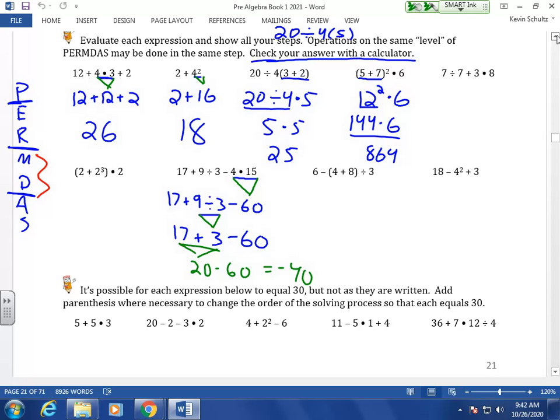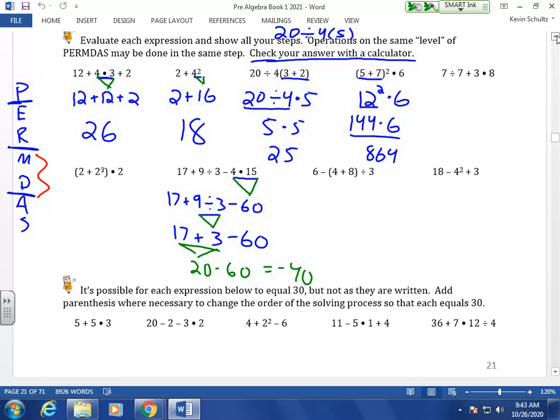That bottom section there that Pierce asked about, it says it's possible for each expression below to equal 30, but not as they are written. Okay. If we look at this first one, 5 plus 5 times 3, using the order of operations, we'd multiply first. 5 times 3 is 15, and 5 plus 15 is 20, not 30. Okay, so it's possible for each one to equal 30, but not as they are written.